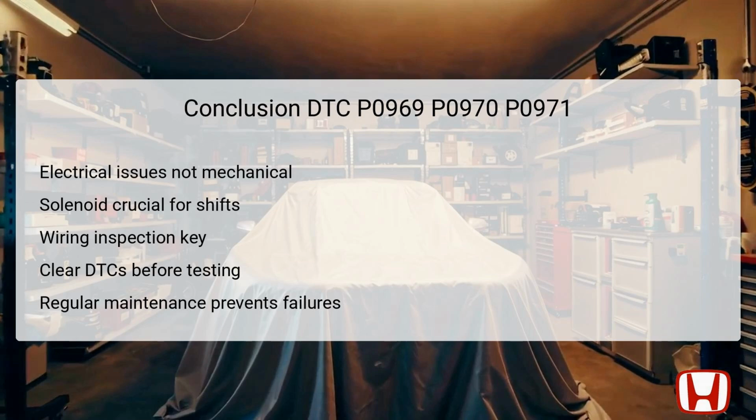A thorough inspection of wiring and connections is of utmost importance to diagnose and resolve these codes. Clearing DTCs before retesting ensures that the actual operational status of the vehicle is being evaluated. Finally, regular preventive maintenance serves as the best defense against unexpected failures, helping to ensure uninterrupted performance of the Honda Pilot's transmission system. By adhering to these principles, technicians can ensure that vehicles are effectively serviced and maintained.